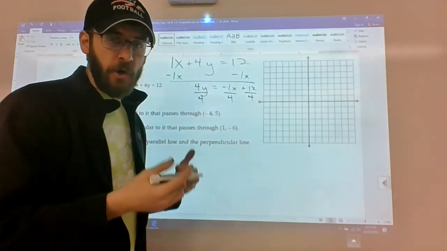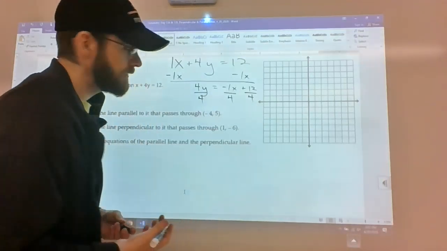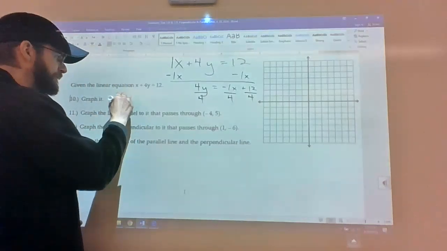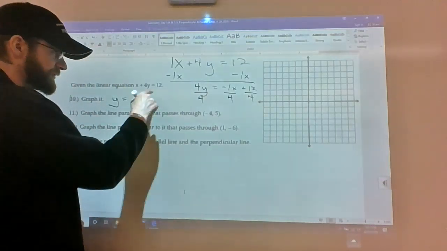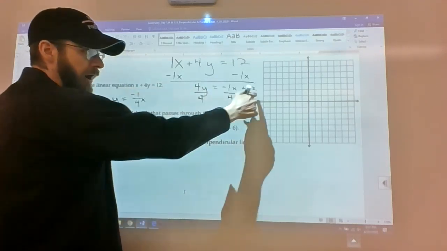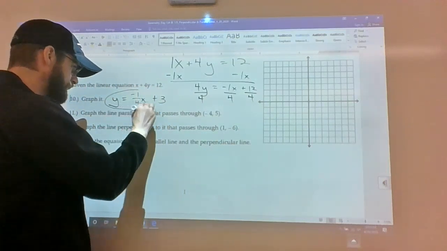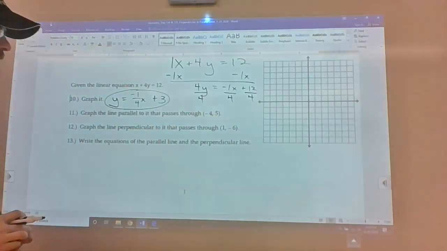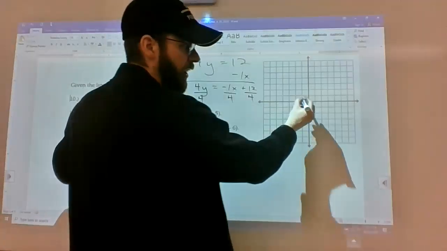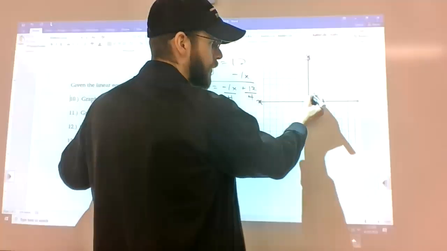All right, so the template version, we also call it slope-intercept form, for number 10 is y equals negative 1/4 x. 12 divided by 4 is 3, so you'd say plus 3. So we'd start 3 units above the origin on the y-axis. Remember, this is our y, this is our x. 1, 2, 3.